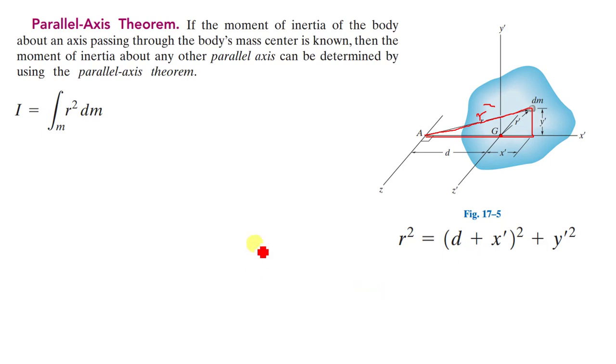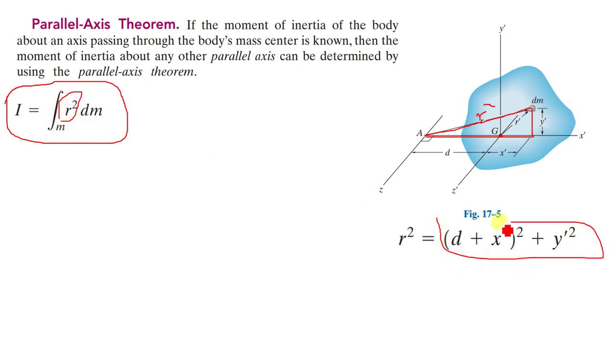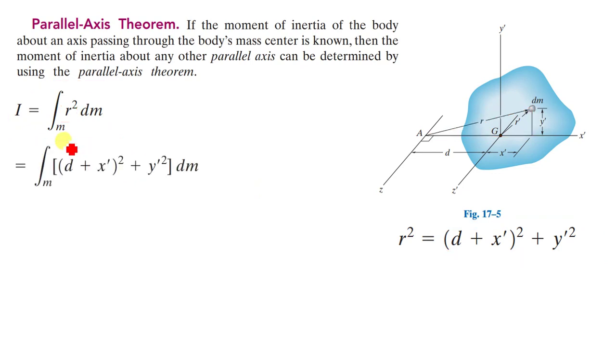So the moment of inertia, we know it's given by this formula, and then dm we know, we are going to replace them at the end. But r squared we know is just this part here. So while there is r squared in this formula, you replace it with (d plus x prime) squared plus y prime squared, and then you write your dm outside like that. So now this is what you are going to have.